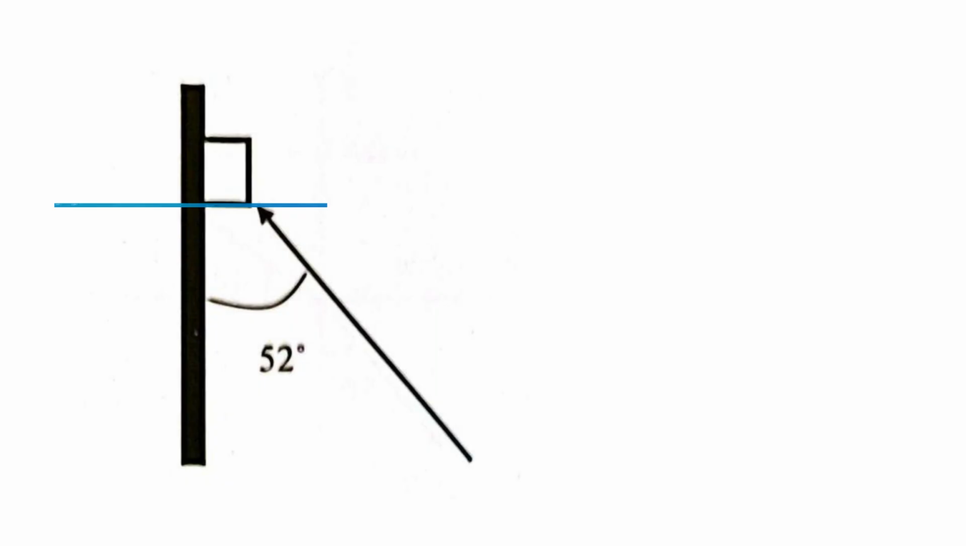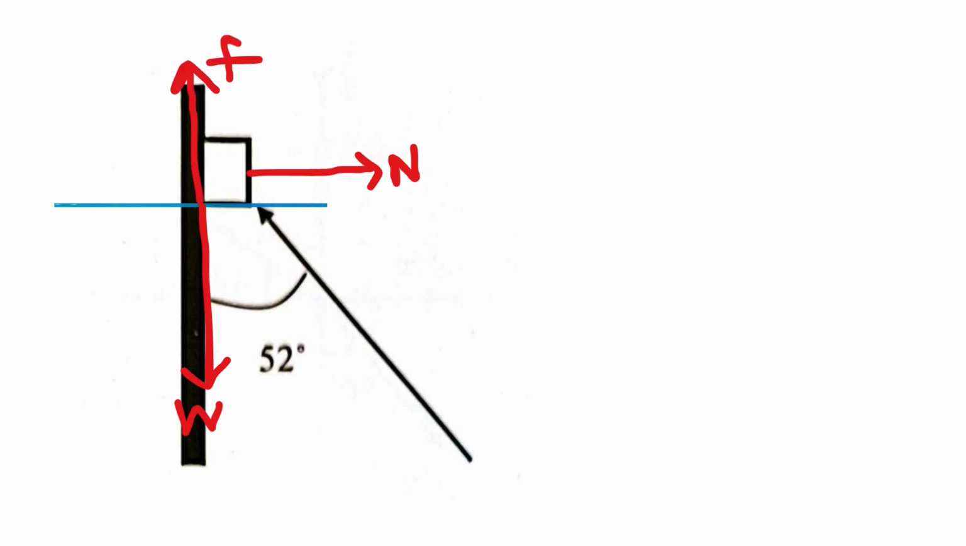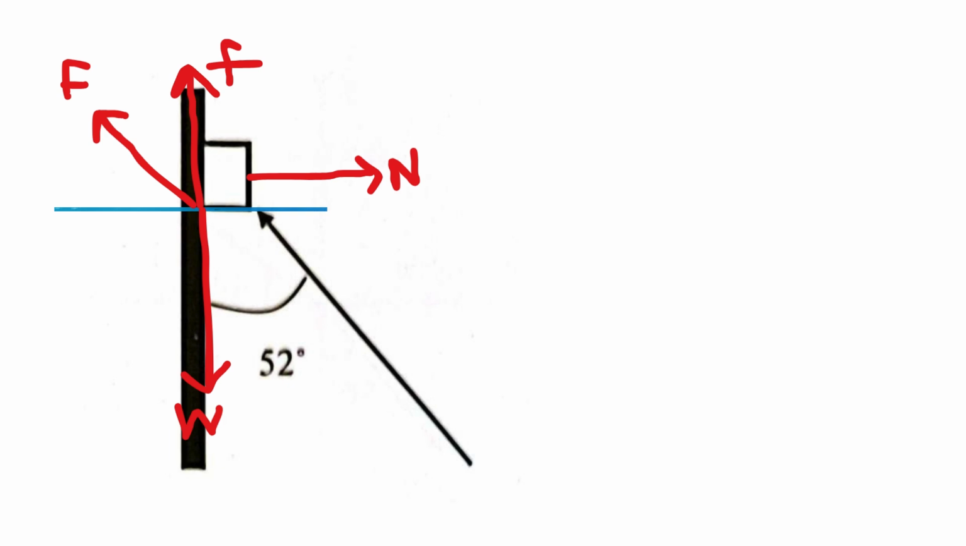First, we draw the x-axis. Next, the normal force, N, which is always perpendicular to the surface, and the weight, W, which always acts vertically downwards. Static friction, small letter f, acts outwards to prevent the eraser from sliding down. The end of the arrow must start from the origin.